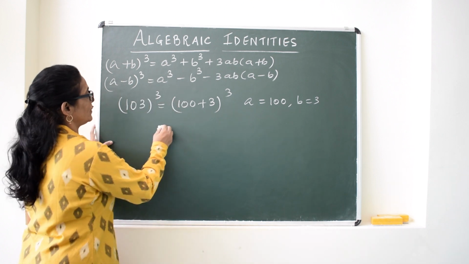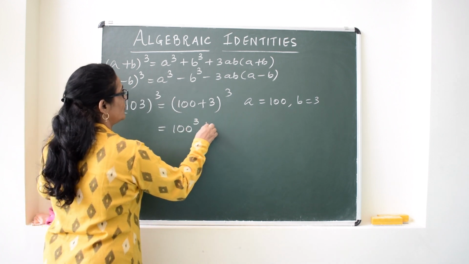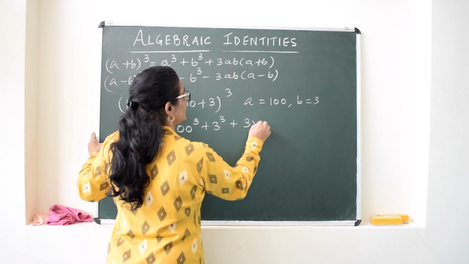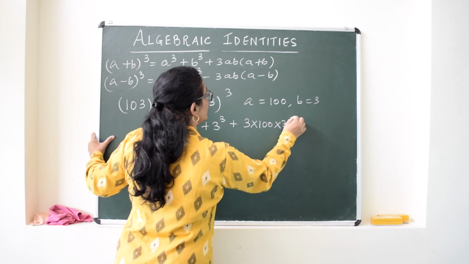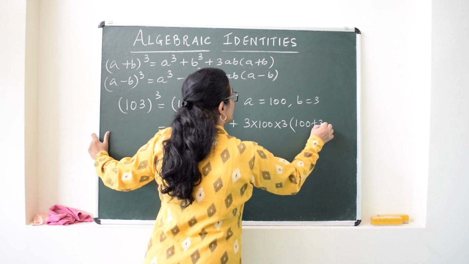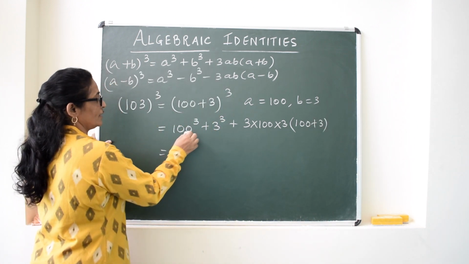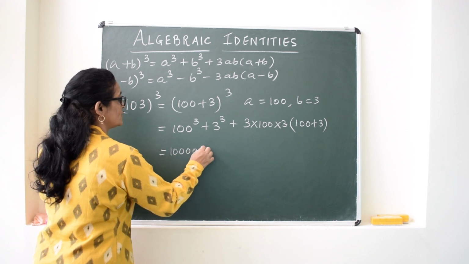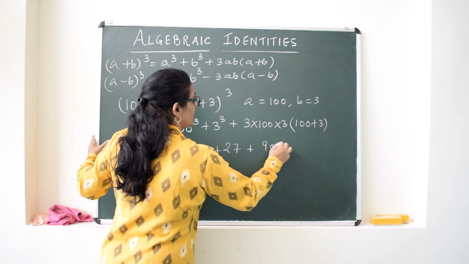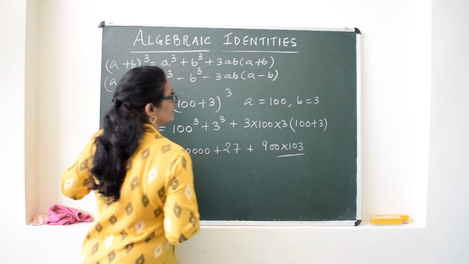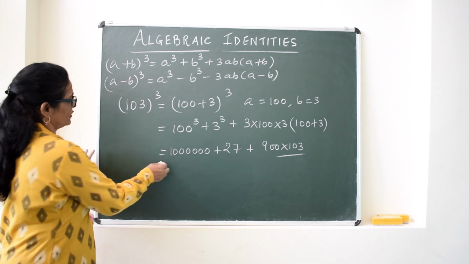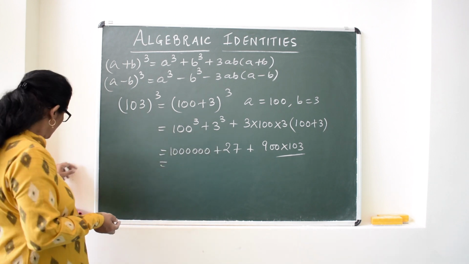So ultimately it will be 100 cube plus 3 cube plus thrice ab, meaning 3 into first quantity into second quantity into (a + b), meaning (100 + 3). So this we can write further, 6 zeros plus 27 plus 900 into 103. So like this we can do for (a + b) the whole cube. Similarly, further you will just multiply and add.